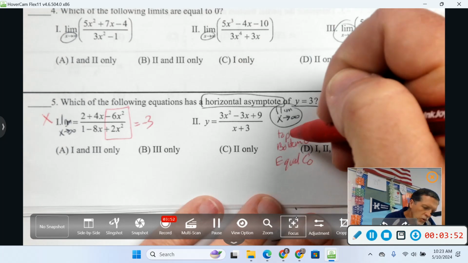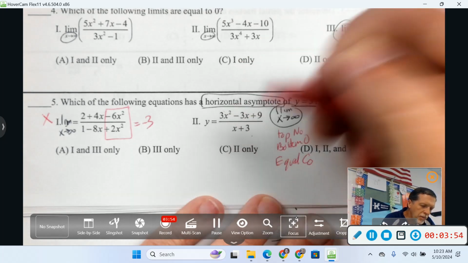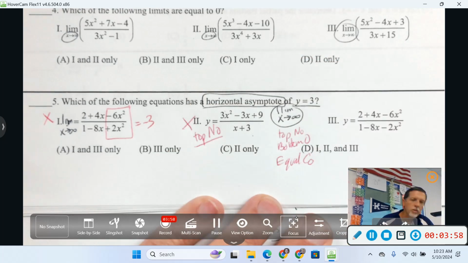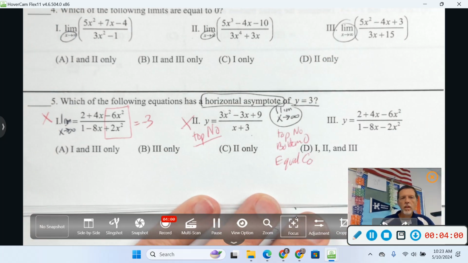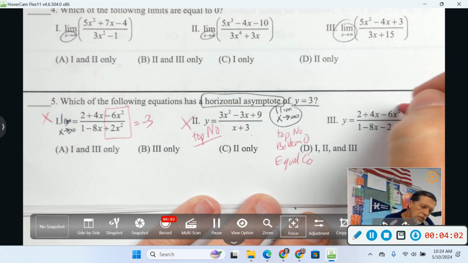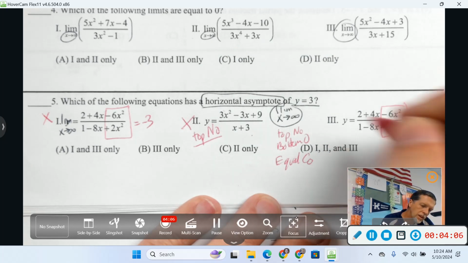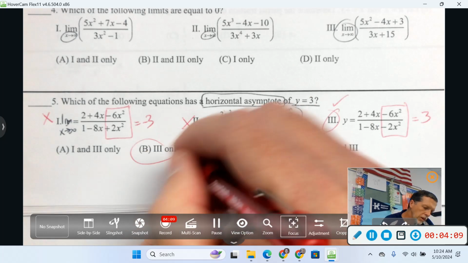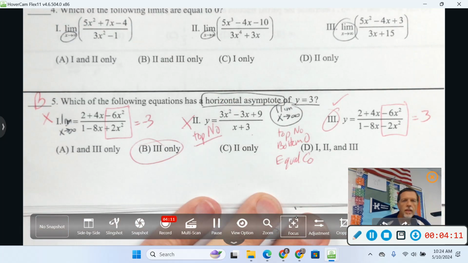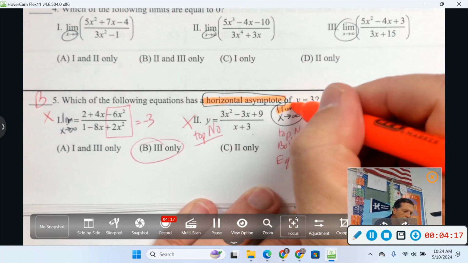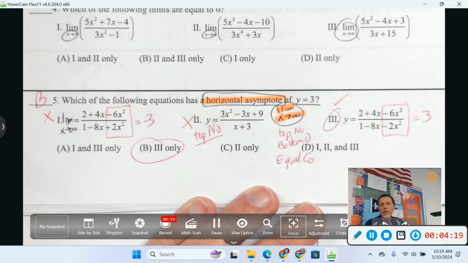For statement 2, the top's bigger than the bottom, so that's a top no situation. So there is no horizontal asymptote for number 2. And then for number 3, we get 3, so that one works, so 3 only. But maybe the main part of that is this idea that horizontal asymptote means what's happening as x goes to infinity.